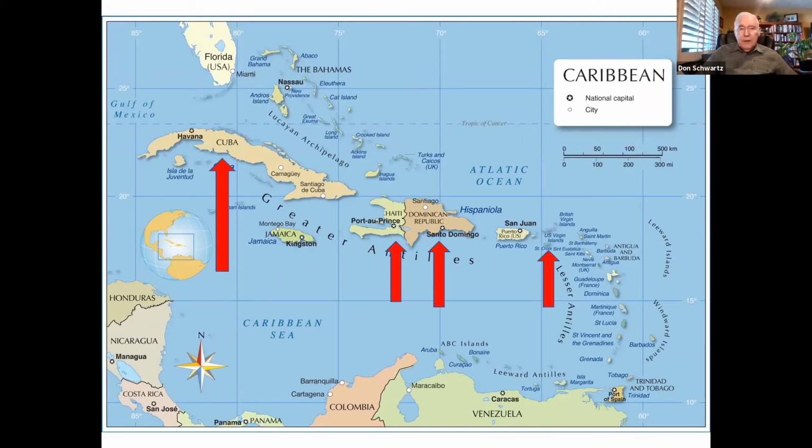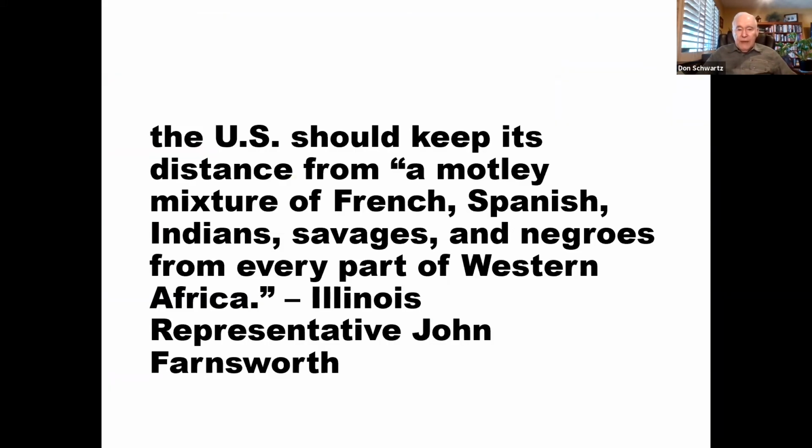Opponents of this type of territorial expansion warned that extending the nation's reach into the Caribbean might lead to unwanted conflicts with other countries, and that taking territory so far from home would make it difficult to defend against any potential aggressor. And many in Congress agreed with Representative John Farnsworth that the United States should keep its distance from, quote, a motley mixture of French, Spanish, Indian, savages, and Negroes from every part of Western Africa. The reference there was to the multicultural and multiracial populations of countries in the Caribbean. And so that became another argument against taking those countries because they might interfere with the racial superiority of white Anglo-Saxon Americans.